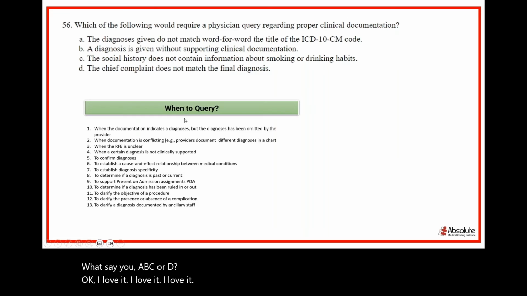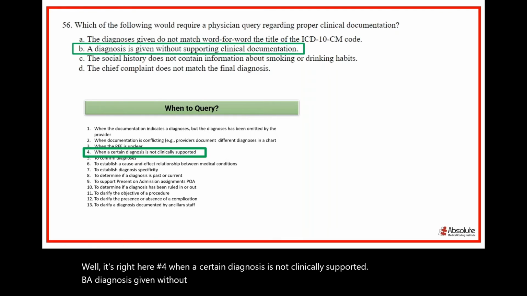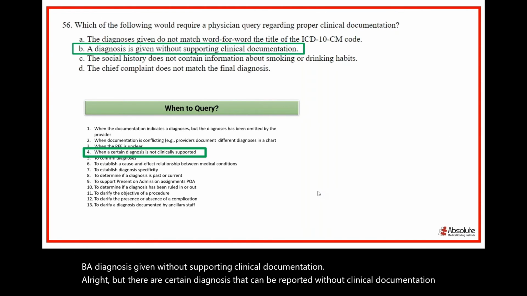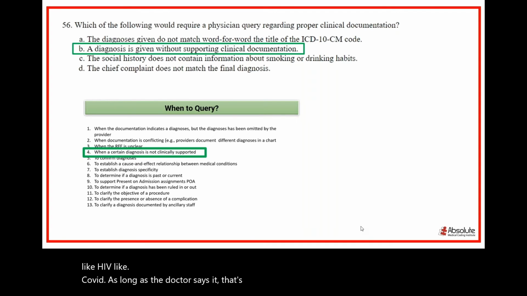And the answer is B. And here's why. You know that little when to query? Well, it's right here, number 4. When a certain diagnosis is not clinically supported, B, a diagnosis is given without supporting clinical documentation. But there are certain diagnoses that can be reported without clinical documentation, like HIV, like COVID. As long as the doctor says it, that's fine.